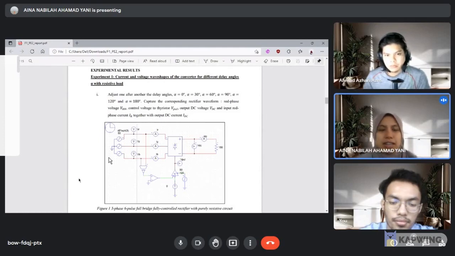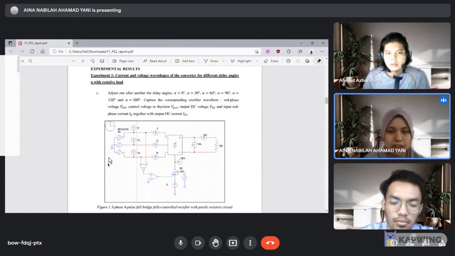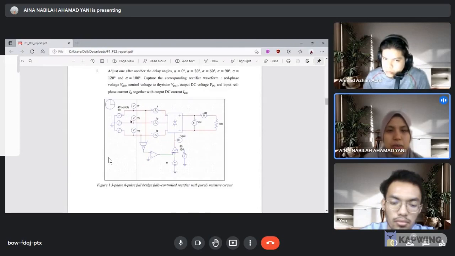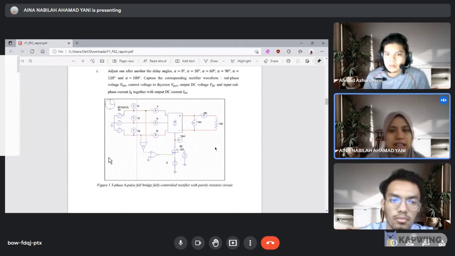Okay, so for the first experiment, this is current and voltage waveforms of the converter for different delay angles with resistive load. At first we adjust the delay angle one after another, which is 0, 30, 60, 90, 120 and 180 degrees. So we capture the corresponding rectifier waveforms. This is the rate voltage VRN, the control voltage of thyristor, the output DC voltage VDC, and the input rate current IR together with the output DC current.